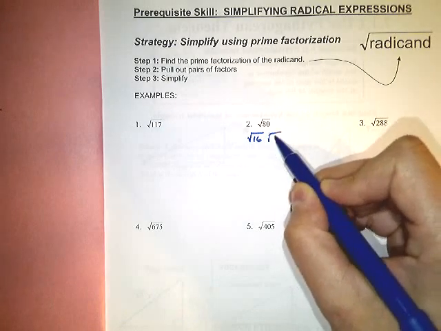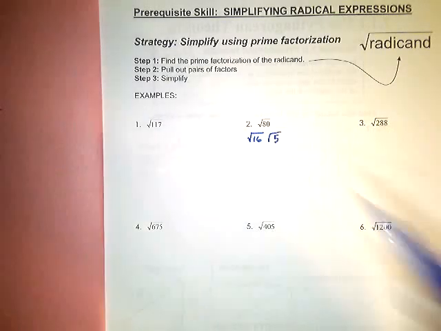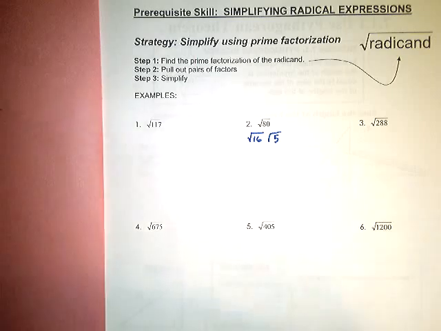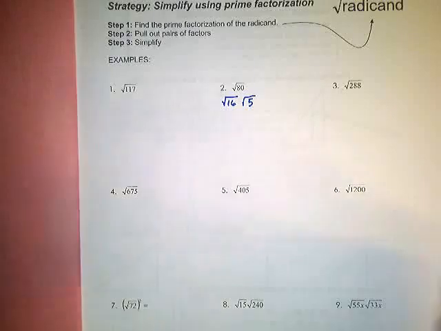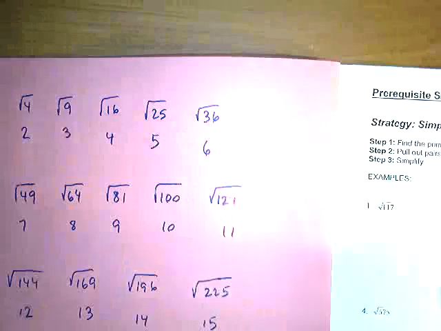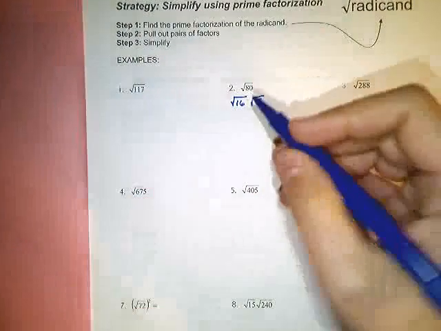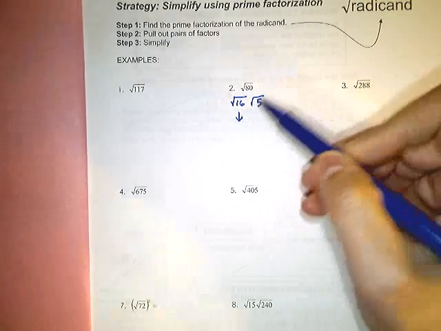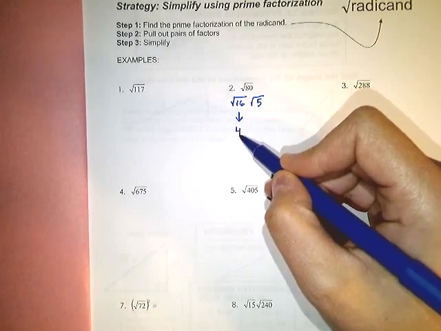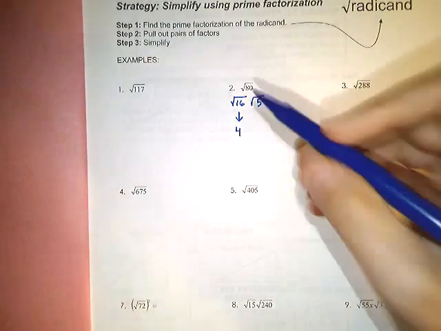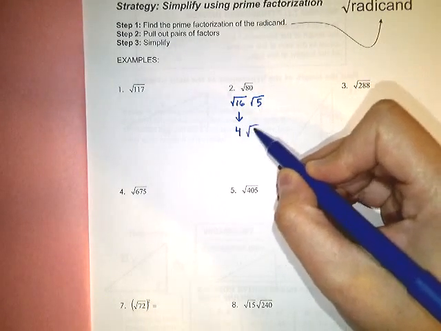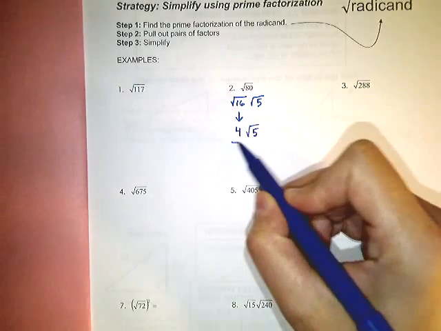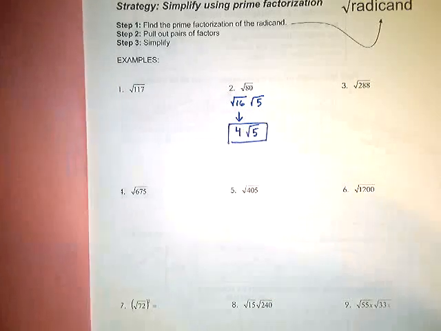16 goes into 80 five times. So 16 and 5 are factors of 80, or a factor pair, as I like to call them. And the reason why it was important to choose from this list of radical values is so that at least one of these factors is simplifiable. The square root of 16 we can simplify to be simply 4. The square root of 5 we cannot simplify any further, so we just copy that down. And that is our answer.